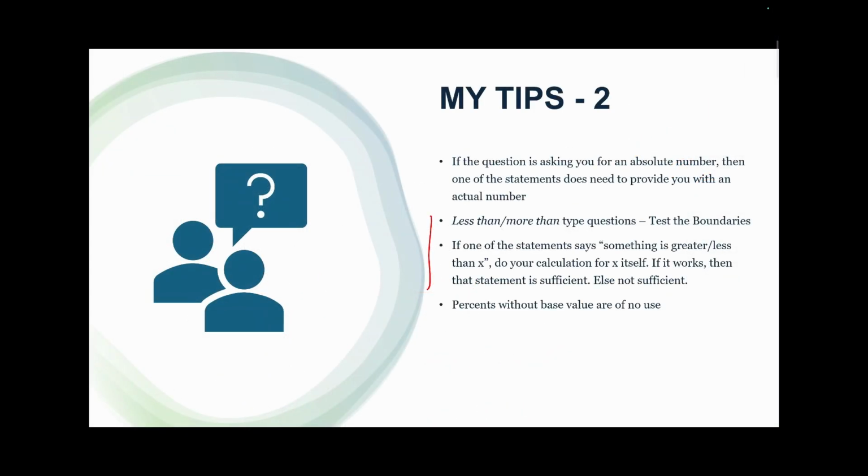So what's the next thing? Persons without base value are of no use. It's a very common trap actually. So if you see something has increased by 20%, you will think, great, I have all the information I need. But 20% of what? You need that base value, right? If a salary increases by 20%, I have no idea how much it has increased by. If the original salary was $100, it's increased by $20. But if the original salary was $10,000, it has increased by $2,000. Completely different values. Let me again show you a question for this.